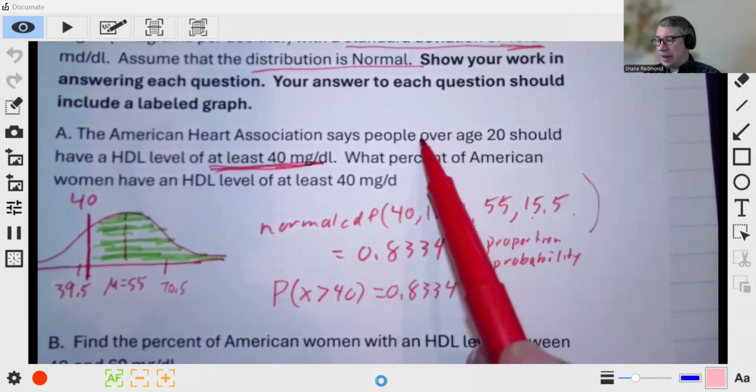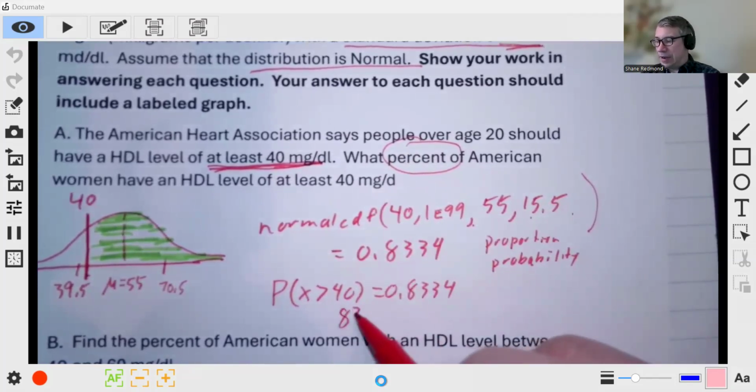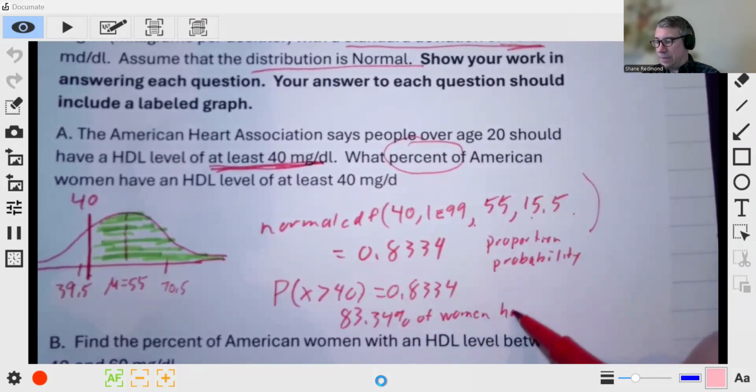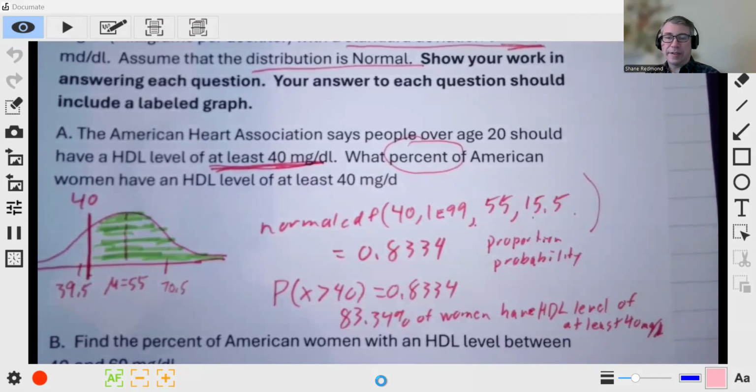This problem instead has asked for a percent. And so we will simply convert that proportion or probability to a percent by moving that decimal 2 places. So 83.34% of women have an HDL level of at least 40 milligrams per deciliter for our answer to this one here.